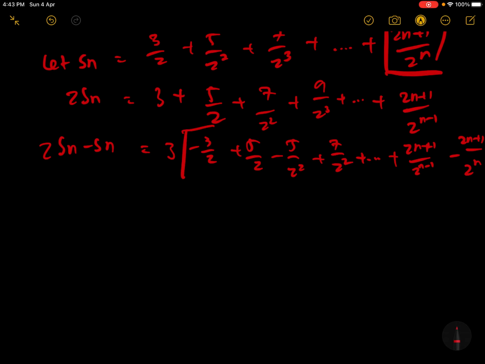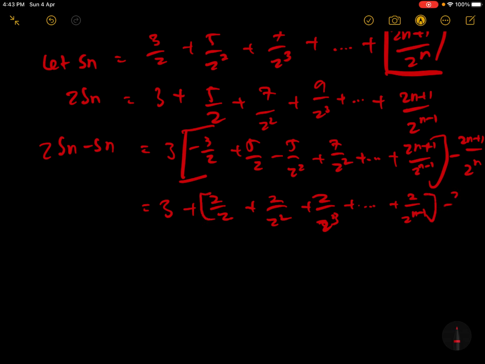So now you have a pattern until here. Minus plus minus plus minus plus. So you will get 3 plus 2 over 2 plus 2 over 2 square plus 2 over 2 cube plus so on, plus, since this is also part of the pattern, you will get minus plus, so it will be 2 over 2 power n minus 1, minus (2n plus 1) over 2 power n.